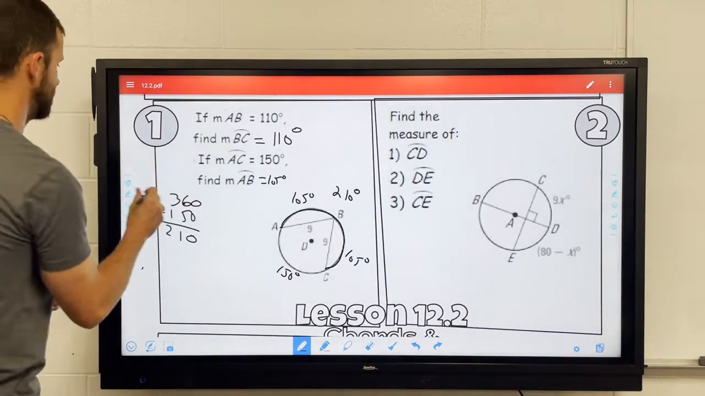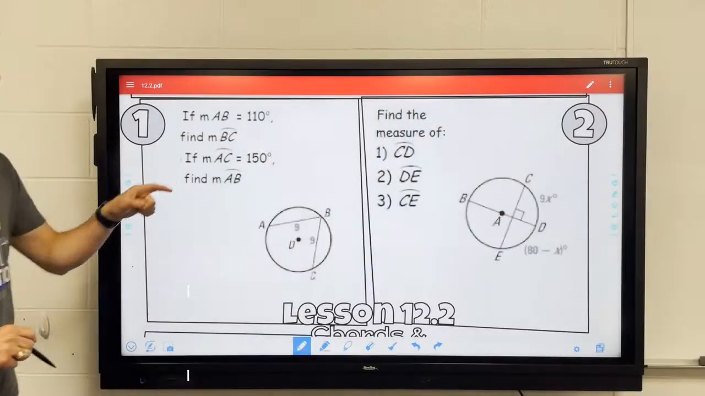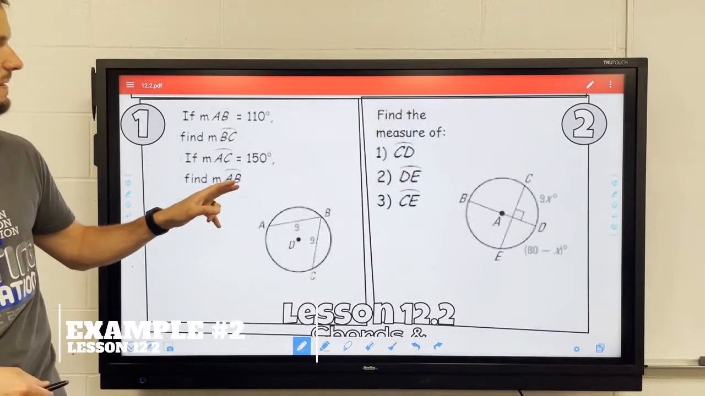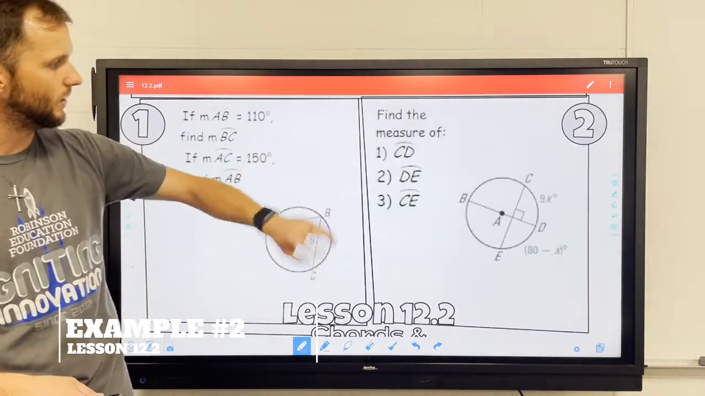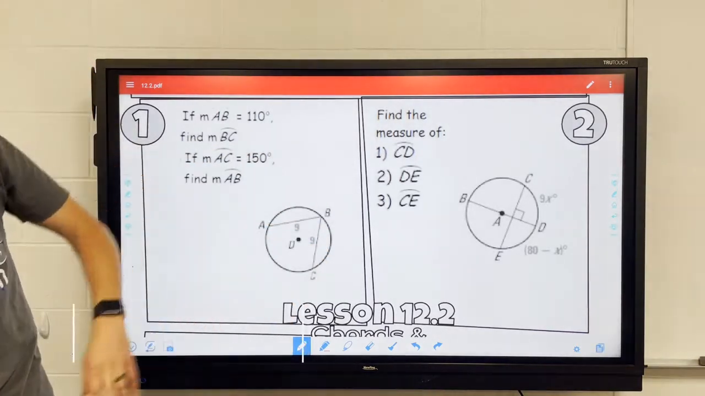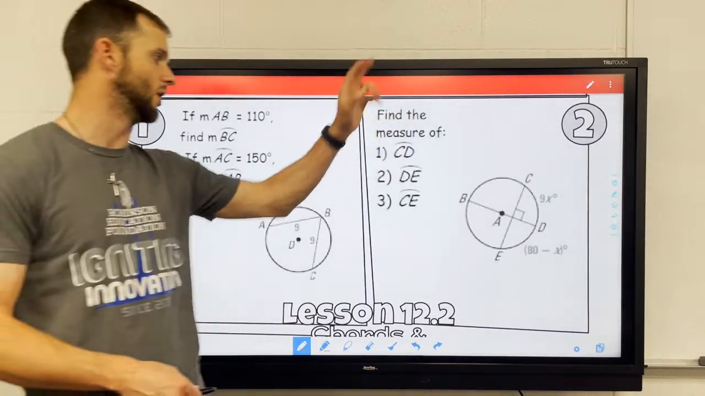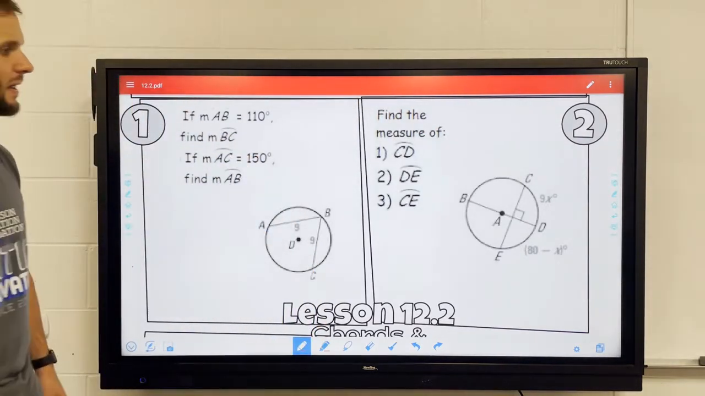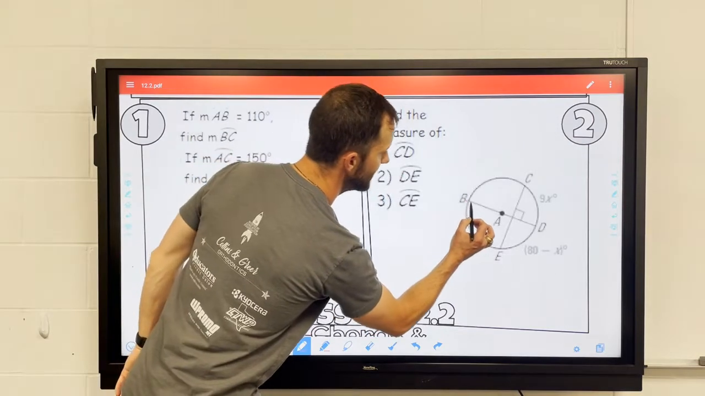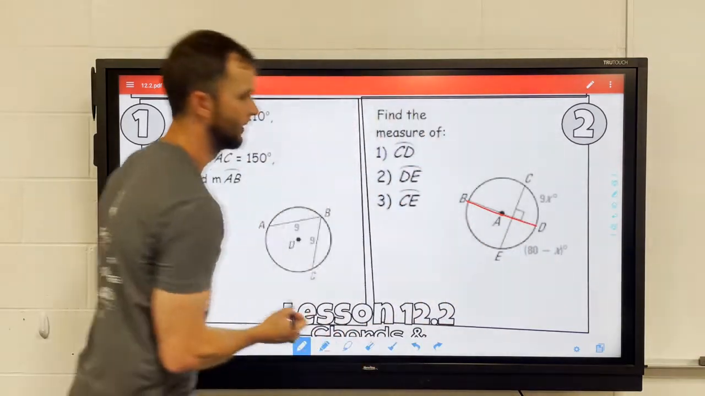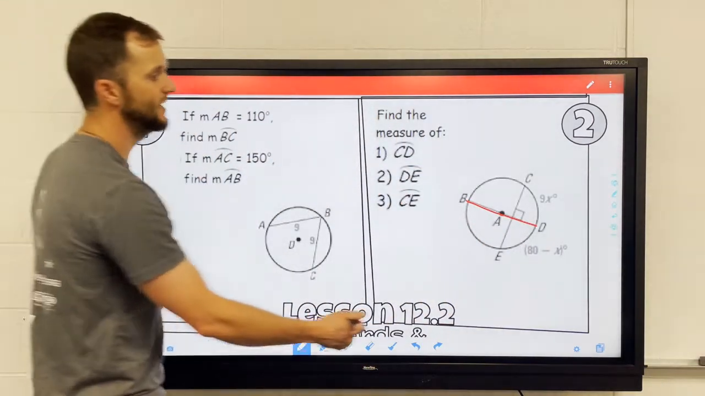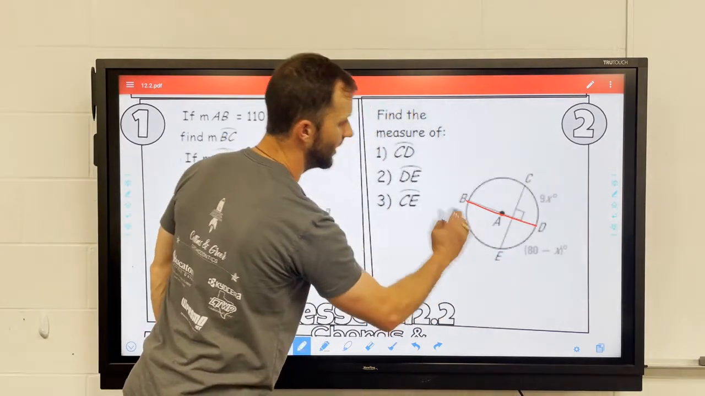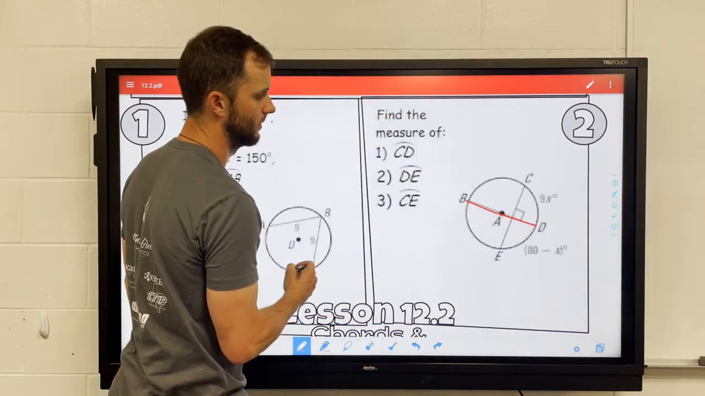All right, let's look at example number 2. We need to find the measure of CD, the measure of DE, and also the measure of the whole thing, which is C all the way to E, correct? Right now, what is BD representing? The diameter. And CE is my chord. What do y'all notice about those two?